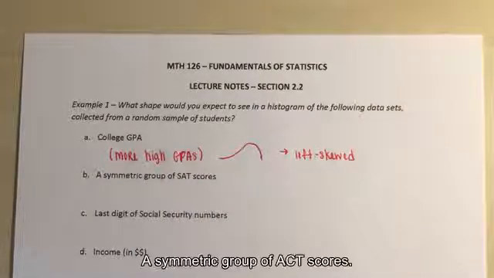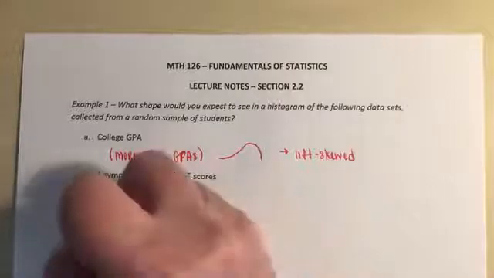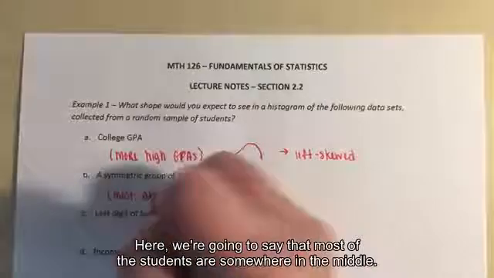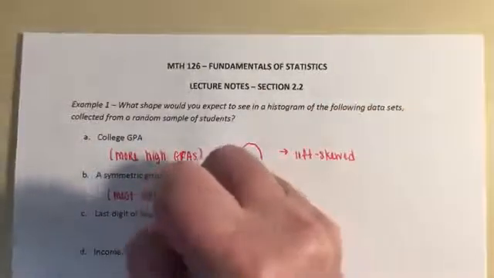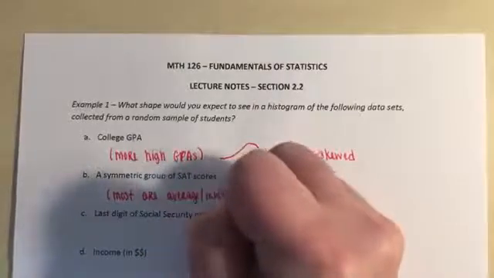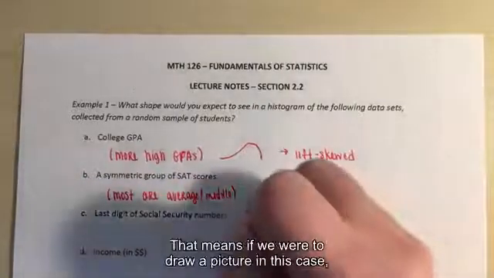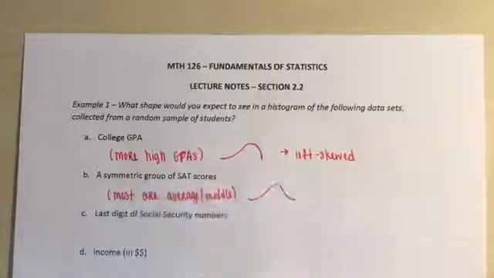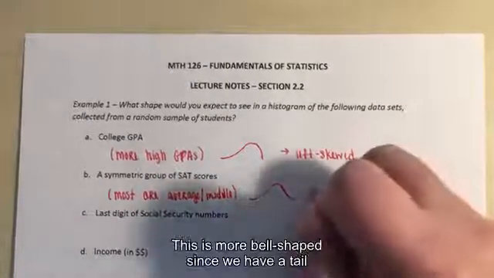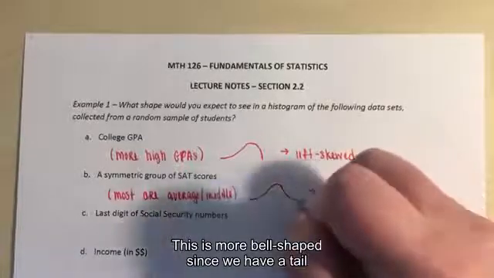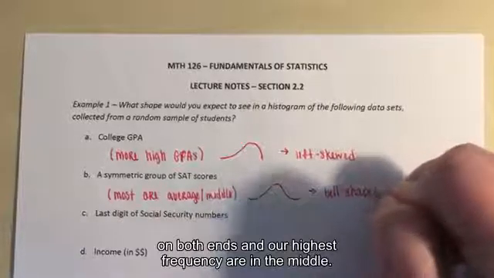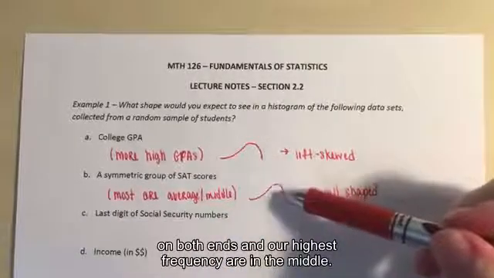Right. A symmetric group of ACT scores. Here, we're going to say that most of the students are somewhere in the middle, so most of them are average. That means if we were to draw a picture in this case, we would end up with something that looks more like that. This is more bell-shaped since we have a tail on both ends and our highest frequency is in the middle.